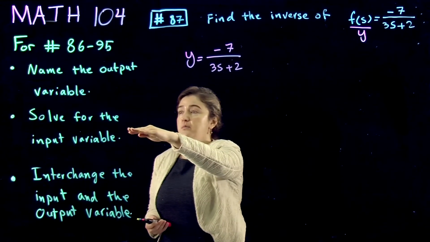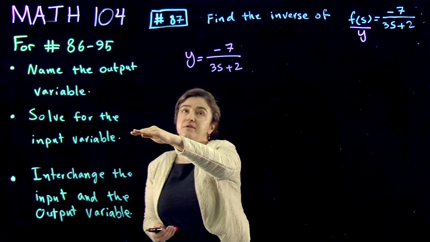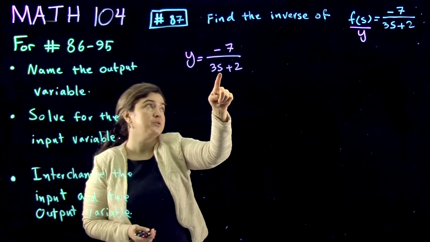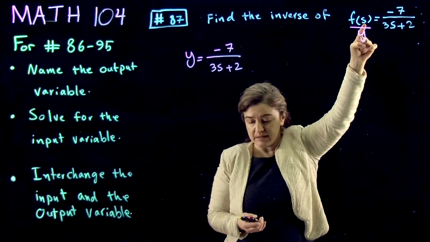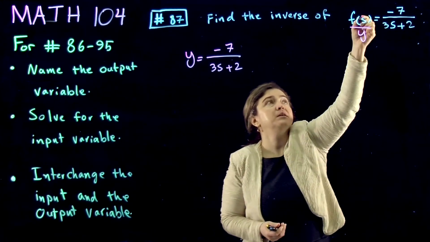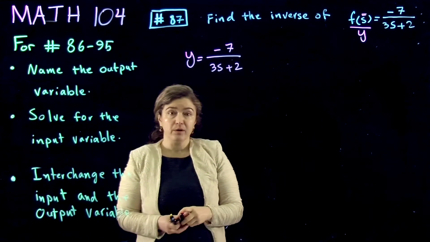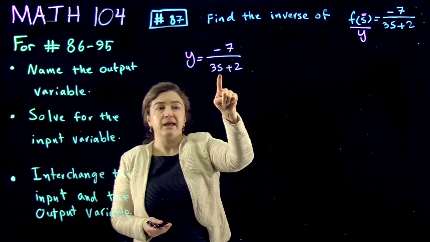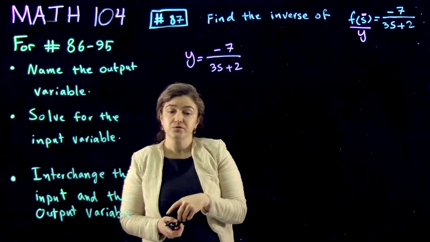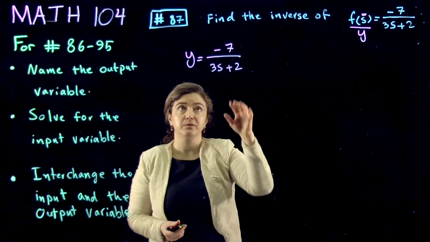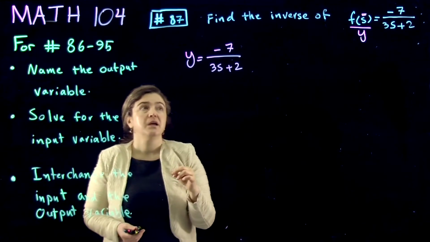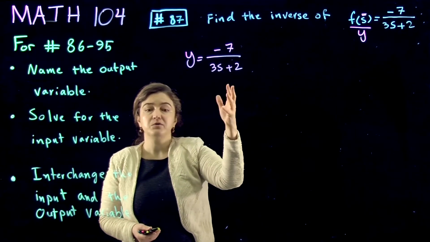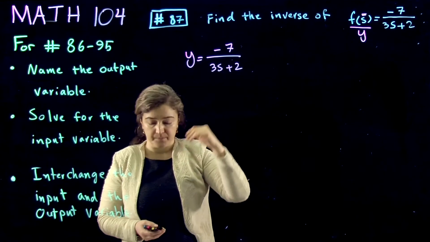Then we want to solve for the input variable. What is the input variable? s is the input variable. This is how we identify the input variable, because it's the variable f is being evaluated at. And so we're solving for s. As usual, when we're solving for a variable in an equation, we want to isolate s if possible.